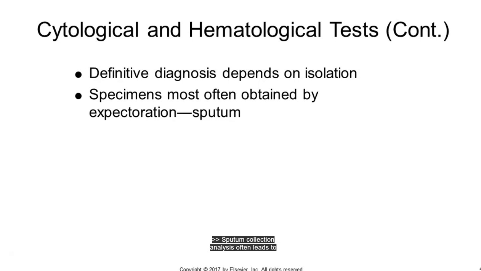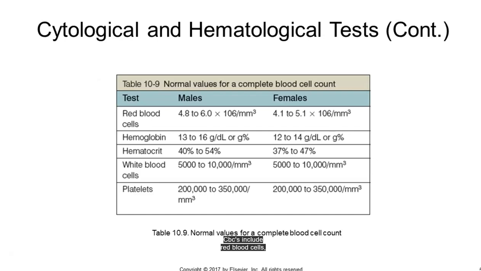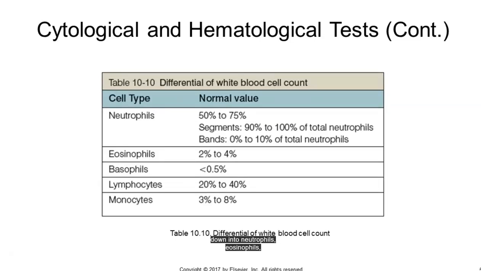Sputum collection and analysis often leads to a definitive diagnosis depending on the bacteria, fungi, protozoa, or virus, and can lead to a more targeted treatment plan. CBCs include red blood cells, white blood cells, hemoglobin, and platelets, and white blood cells are further broken down into neutrophils, eosinophils, which are elevated in allergic reactions and allergic asthma, basophils, lymphocytes, and monocytes.